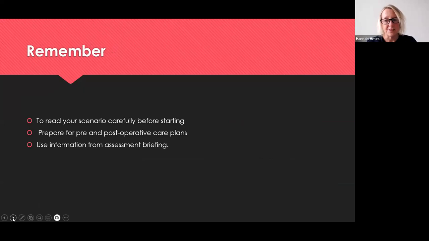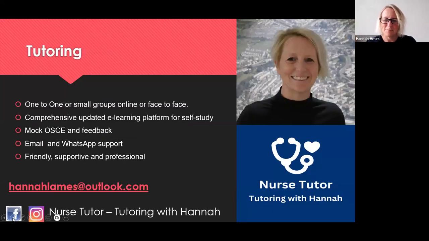So just remember, it's so important to read your scenario briefings for all your stations, because like I said, changes happen quite often. They're there to keep you on your toes, to stop you from just doing general rote memorization learning. So read your scenario, be really clear whether it's asking for pre-operative or post-operative care plans. Look at the time frame, look at the information you've been given in the scenario. Use any information from your assessment briefing as well. And when you're practicing, just make sure you can confidently write two potential pre-op care plans and post-op care plans. Hope that's been helpful.